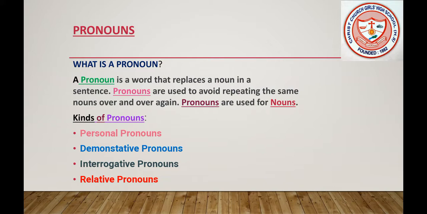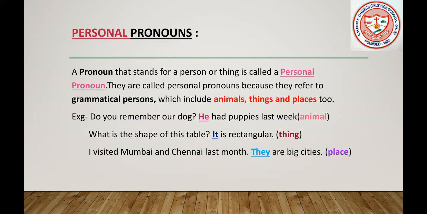So, in order to avoid repeating the same nouns or naming words over and over again, we use pronouns which are used for nouns. Today we shall study 4 kinds of pronouns, that is, personal pronouns, demonstrative pronouns, interrogative pronouns, and relative pronouns. Personal pronoun. A pronoun that stands for a person or thing is called a personal pronoun. Now, why are they called personal pronouns? Because they refer to grammatical persons which include animals, things, as well as places. Let's have a look at the examples.